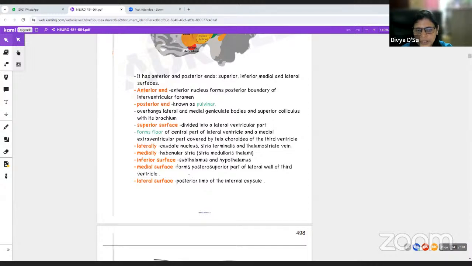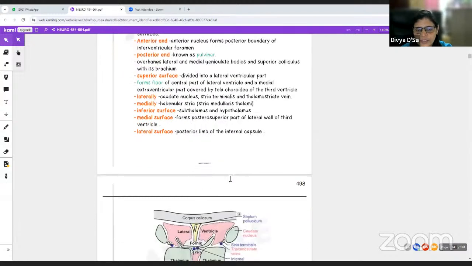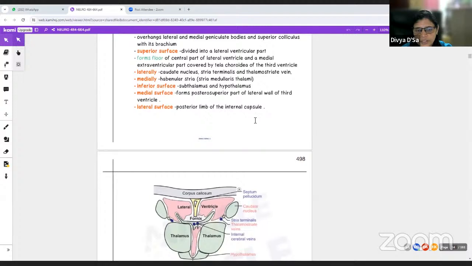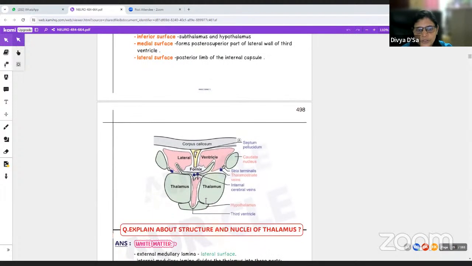The medial surface forms the posterior superior part of the lateral wall of the third ventricle, and the lateral surface forms the posterior limb of the internal capsule. So if you see here, this is the lateral ventricle, this is the thalamus. This forms the superior surface, this was the inferior, this was the medial, and this was the lateral surface. The internal capsule will be situated here.